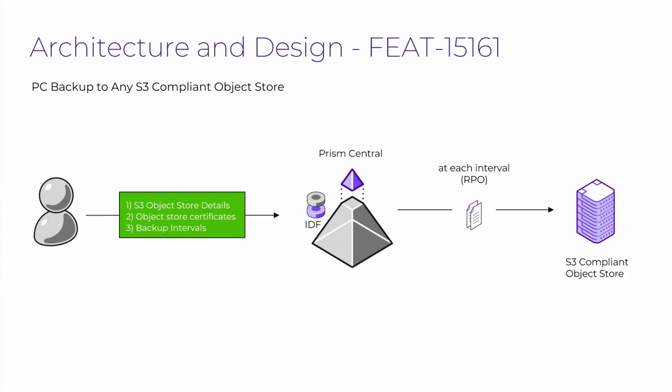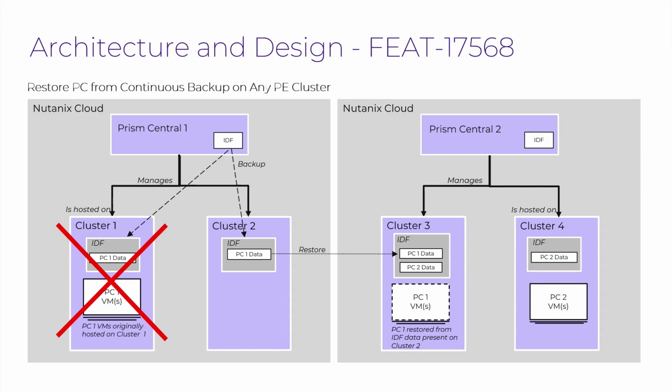The main change here really is just to be able to back up to any S3 compliant object store, in addition to being able to back up to Nutanix Objects or AWS S3 as before. Everything else about how Prism Central triggers backups and how we honor the specified RPO intervals stays exactly the same.